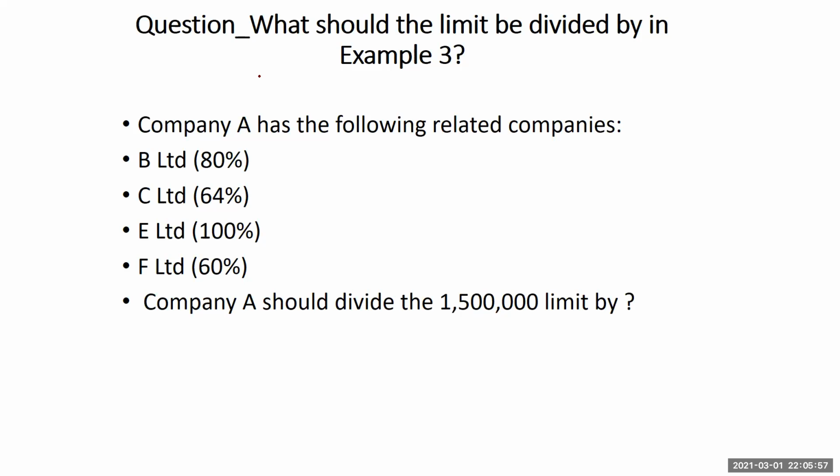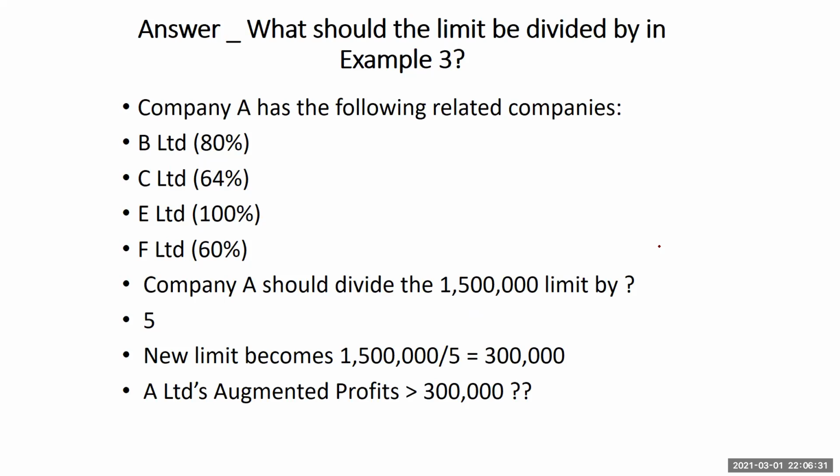Now, the question is, what limit should be divided, as in example 1? So in example 1, we had A limited, having these 4 related guys. So N is 4. Therefore, how should we divide this? It becomes 4 plus 1. So we get 1.5 divided by 5. So 1.5 divided by 5 gives us augmented profits of 300,000.